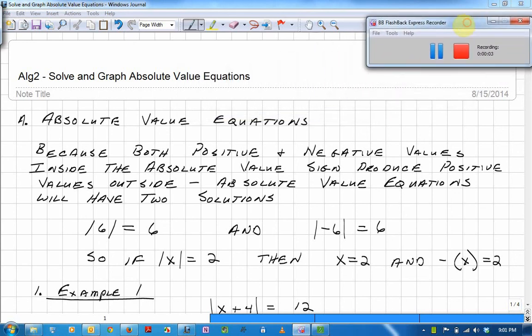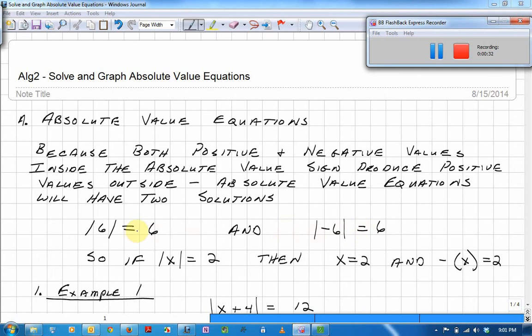In a previous lesson, we learned how to solve compound inequalities and just regular inequalities. Now, in this lesson, we are going to solve absolute value equations and absolute value inequalities. And so we're going to have to rely on some of the information we learned in that previous lesson with inequalities.